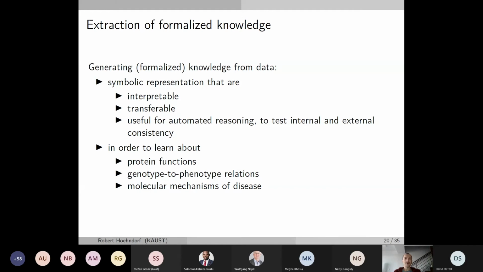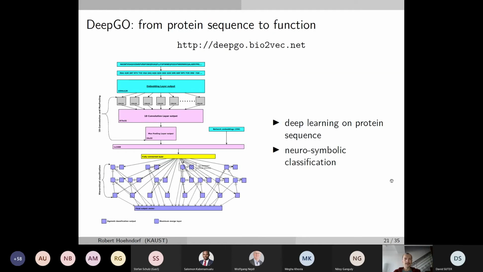So the aim of protein function prediction is, given a protein sequence, which we can determine either through prediction or we can sequence it directly and determine the sequence of a protein, we want to know what the function of this protein sequence is.